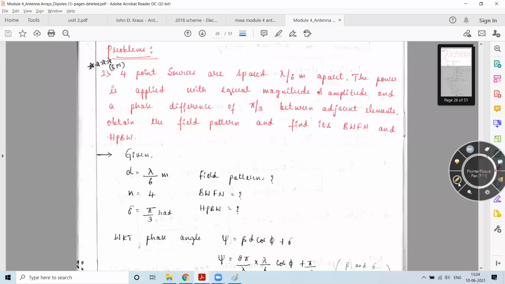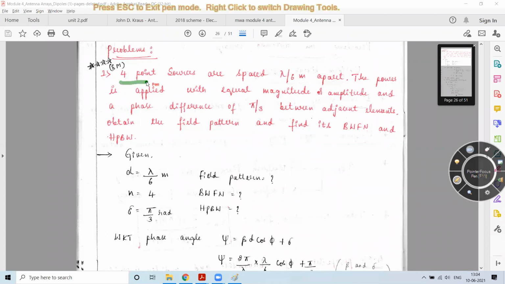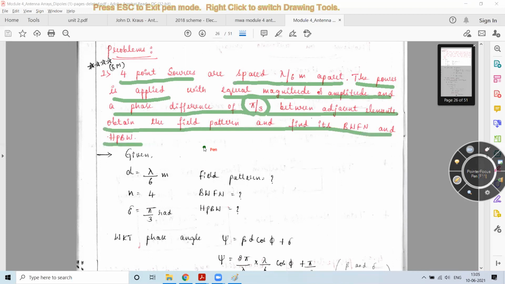Problem. So in this problem, what is specified? It is given that there are 4 point sources that are spaced lambda by 6 meter apart. The power is applied with equal magnitude or amplitude and a phase difference of pi by 3 between the adjacent elements. Obtain the field pattern and find its beamwidth between first nulls and the half power beamwidth.